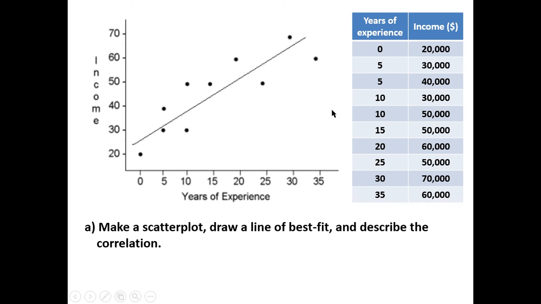Well, the last thing we're going to do is describe the correlation. So remember, there were three different types of correlation: positive, negative, and no correlation. And we just look at the slope of the line to determine which one it is. And of course, this line has a positive slope, so we'll call that a positive correlation.